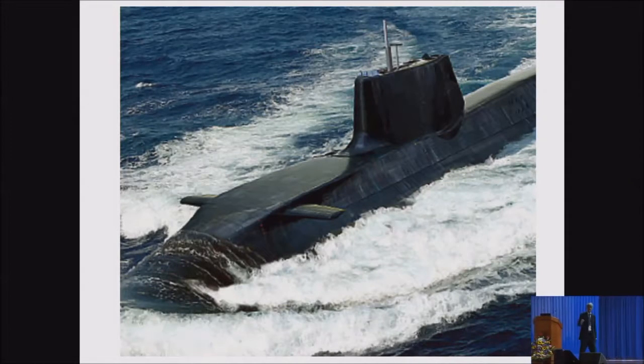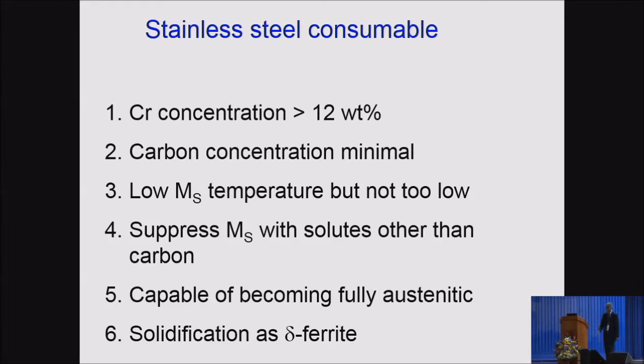Of course, we are not just welding mild steel. We are also interested in welding stainless steels, and not austenitic stainless steel welding alloys, because austenitic welding alloys do not transform. So we wanted to design a stainless steel welding consumable which would be martensitic. And there's a number of design principles.